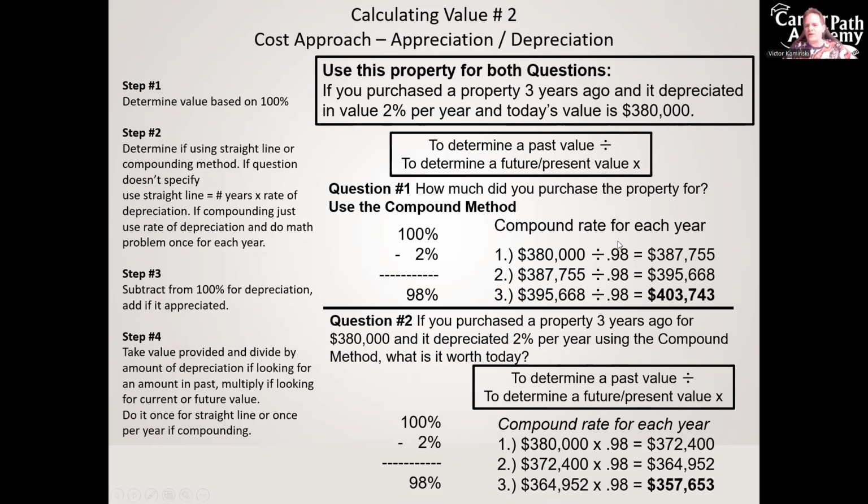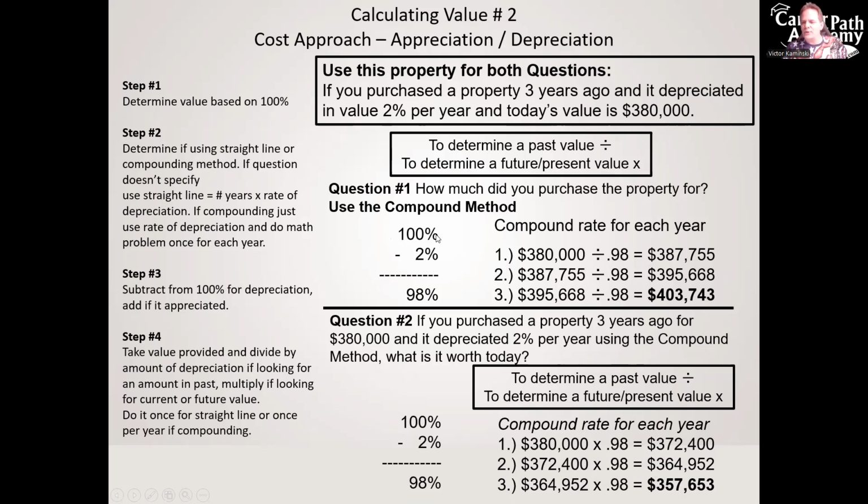This problem figured out a number in the past. This one figured out the value in the current or future value, right? So that's why we multiplied here. We were trying to figure out a current or future value. We divided here because we were trying to figure out a value in the past. But either way, anytime you're figuring out appreciation or depreciation, your very first step is you write down 100% because you're trying to figure out all of the value.